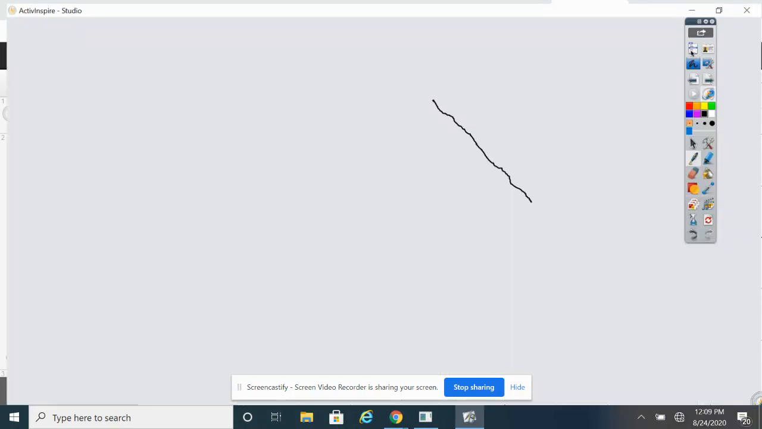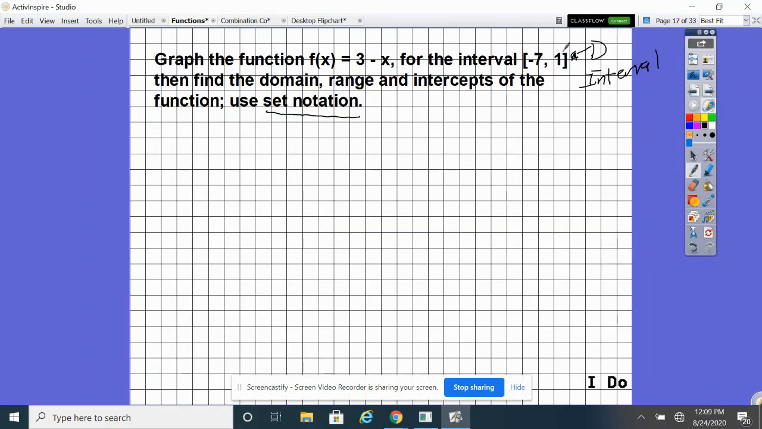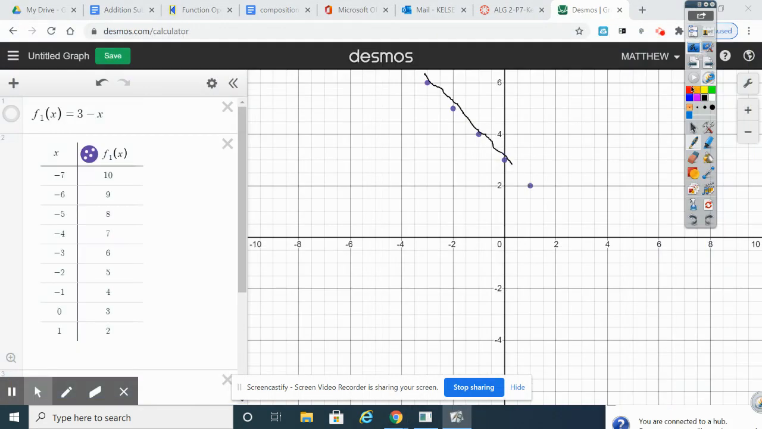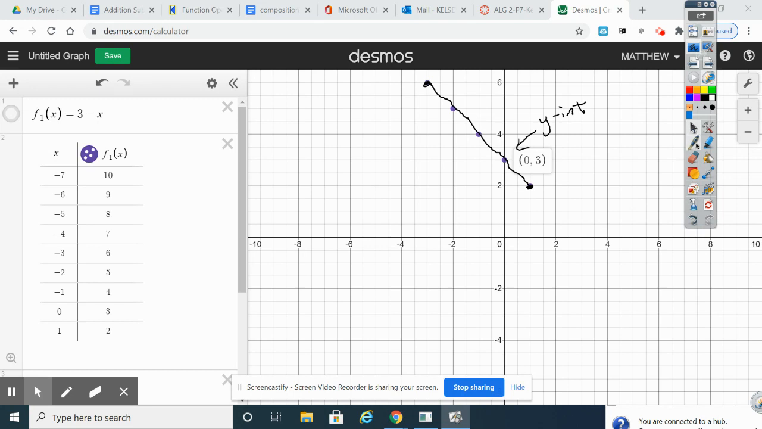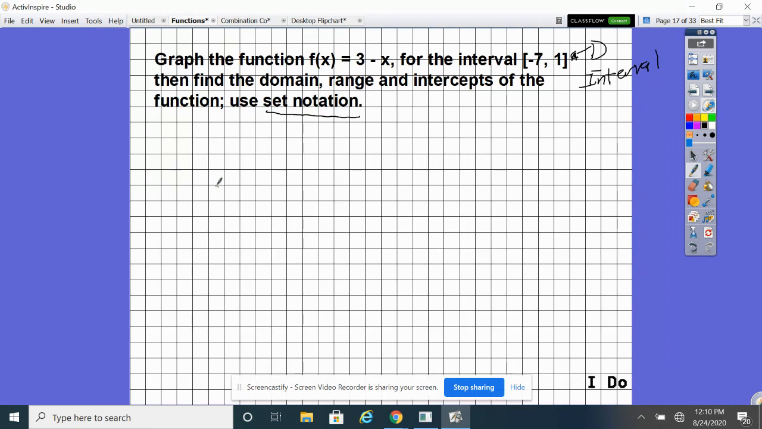Now, if you'll notice, these had brackets on the end of it. So that means that -7 and 1 are included on our graph. So you'll notice I put solid dots here, and every point along the line is also a solid dot. So it includes all those. We have one intercept right here. It is the y-intercept. If I click on that, I should be able to see the coordinates. Yep, 0, 3. There's no x-intercept because this line doesn't reach the x-axis. So when I come back over here, I can go ahead and write that the y-intercept was 0, 3.